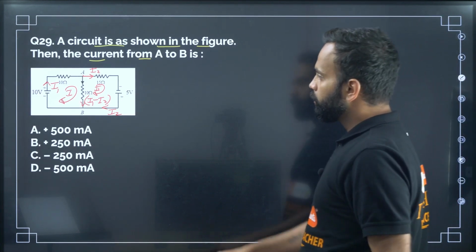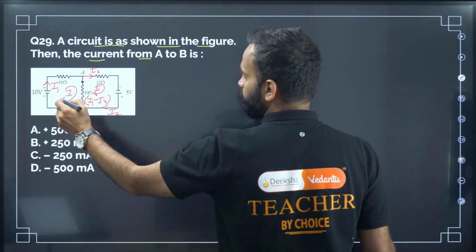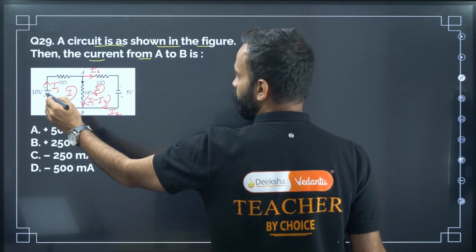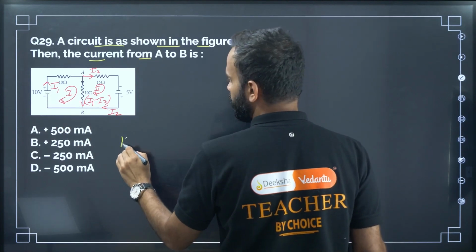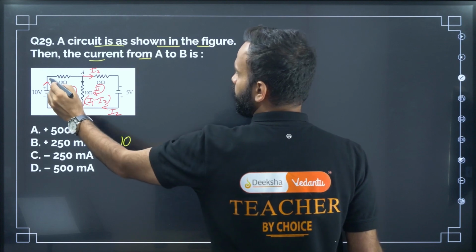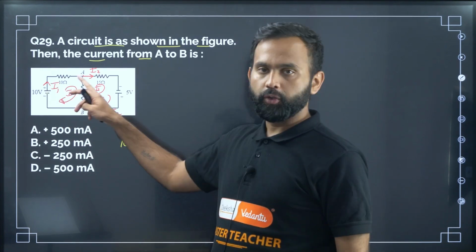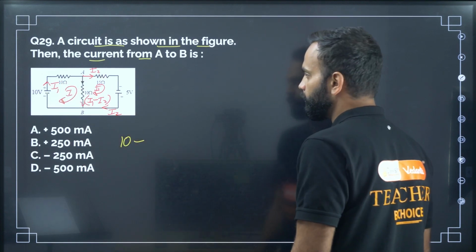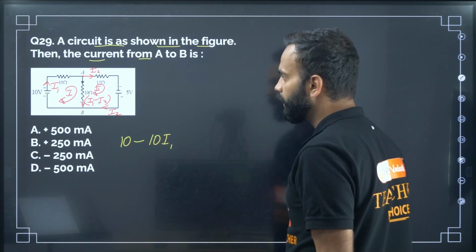So now apply KVL rule for first loop, okay. So now here, this will be plus 10 volt, right? You are moving from this point to this point, right? That is lower potential to higher potential, 10 volt, okay. And then the direction of the current and the direction of the loop is same. So therefore the potential difference across the 10 ohm is negative. So 10 into I1, okay.